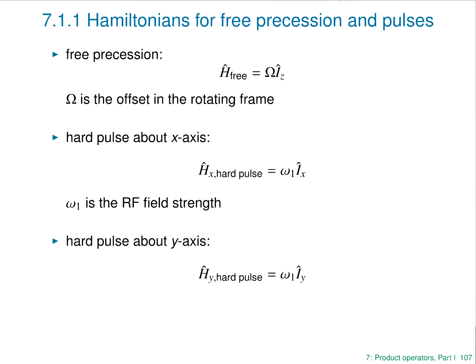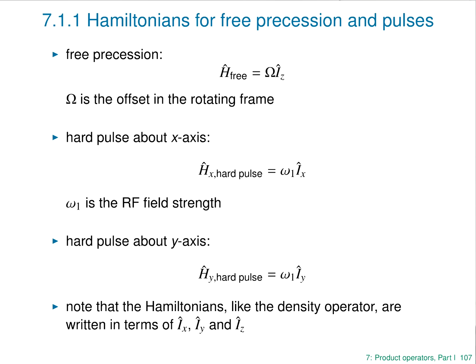If you want a pulse about the y-axis, it's not of any surprise you should find that the Hamiltonian is omega 1 times Iy, right, rather than Ix. So basically we can write down all these Hamiltonians, and the key thing is that the Hamiltonians, they are all written in terms of Ix, Iy and Iz, and the density operator is all written in terms of Ix, Iy and Iz. So everything is written in terms of these operators.